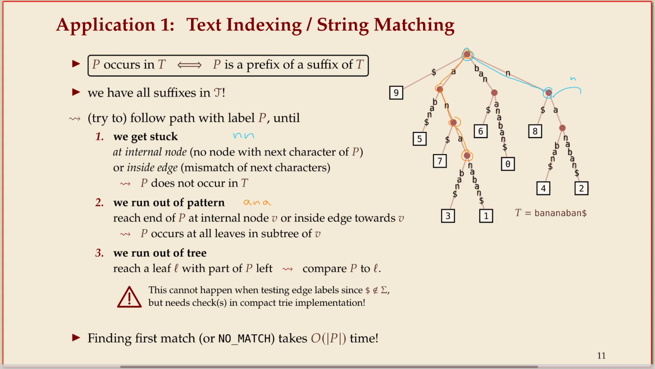So what this means is if we're given the suffix tree of a text, we can find the occurrences of a pattern, so find whether it occurs or return no match, in time linear in the pattern. And that depends not at all on the length of the text. The text could be the entire web or the entire Wikipedia. The search time only depends on the length of your search query. That's the big benefit here.